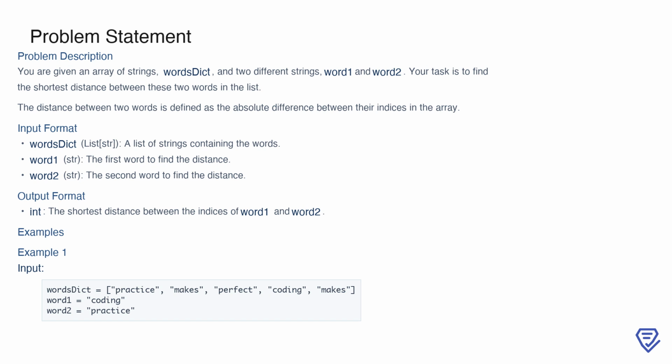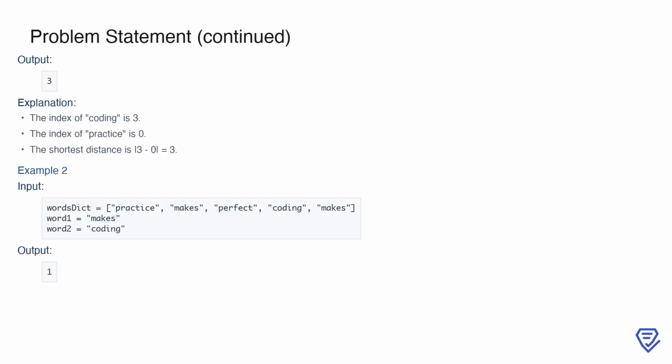For example, if wordsdict contains the words practice, makes, perfect, coding, makes, and you're looking for the distance between coding and practice, you'll calculate the shortest difference between their positions in the list. For the first example, the input wordsdict contains practice, makes, perfect, coding, makes, with word1 as coding and word2 as practice. The output is 3. This is because the index of coding is 3, and the index of practice is 0. The absolute difference between these indices is 3 minus 0, which equals 3.